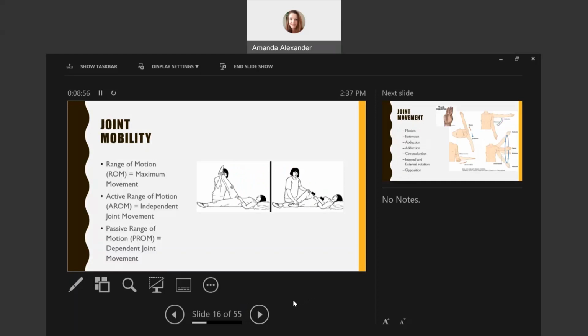When you have a patient that may need to perform range of motion exercises, there's two different types. Active range of motion is independent joint movement. The patient does the work for themselves. Passive range of motion is dependent joint movement. It's when you're going to assist the patient through the range of motion.